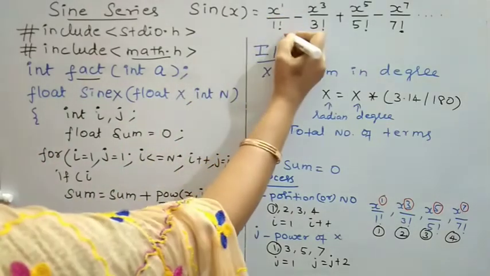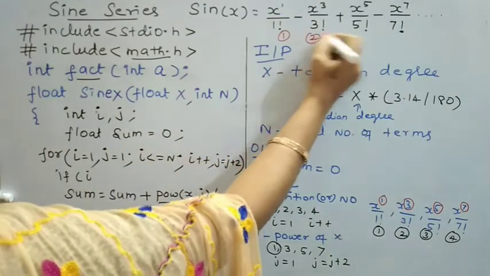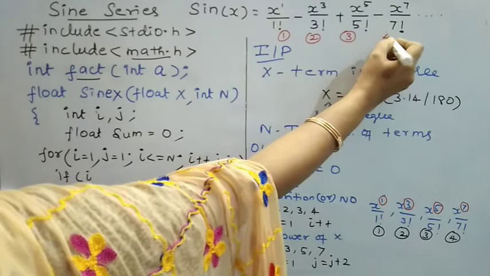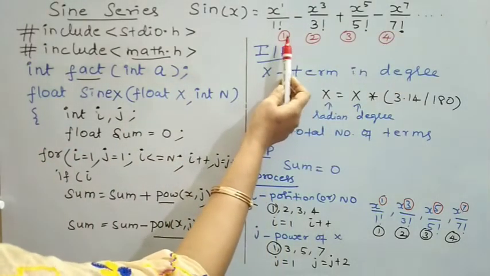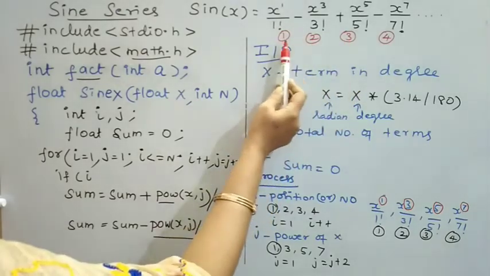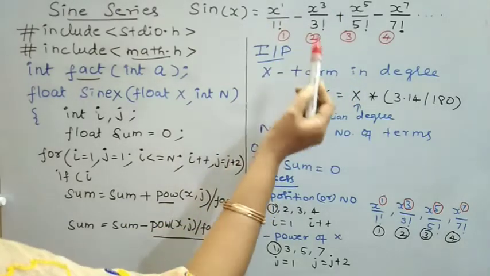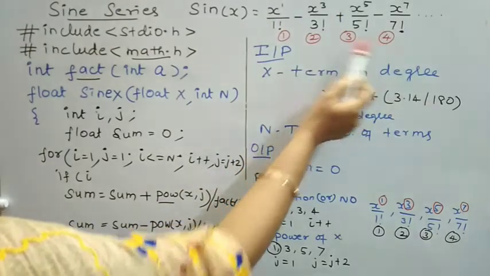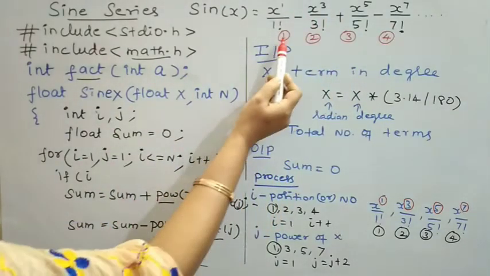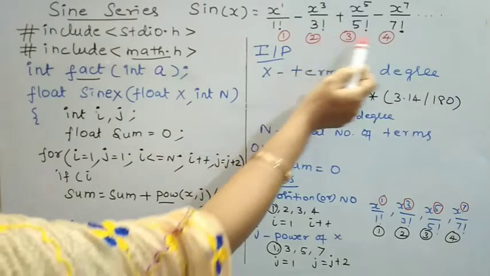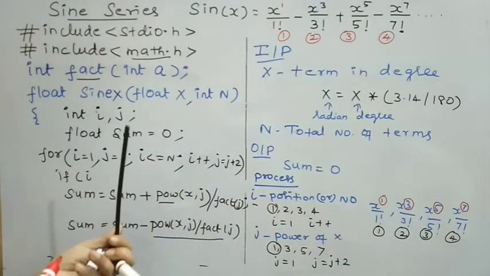So this is my first term, second term, third term and my fourth term. If I have odd numbers of the term, that is 1 and 3, it is added. If I have even numbers of the term, that is 2 and 4, it is subtracted from the summation. Odd number of terms are added, even number of the terms are subtracted from the summation.